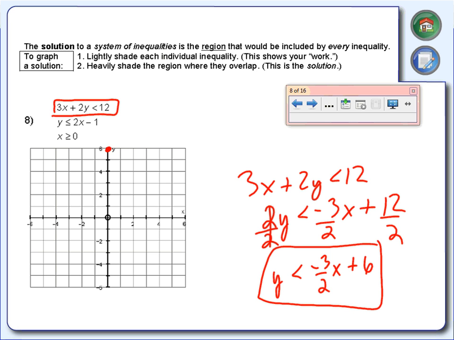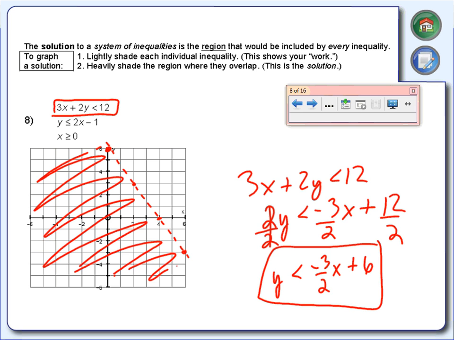+6 way up here is our starting point. That's our y-intercept. -3 over 2. Going to go down 3, 2 to the right, down 3, 2 to the right, down 3, 2 to the right. Now notice this inequality does not have an equal on it, so we're going to use a dotted line. It says less than, which means we're going to shade to the bottom. Very lightly shade to the bottom. And that takes care of the first inequality.